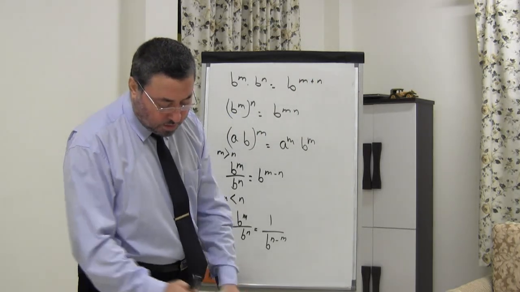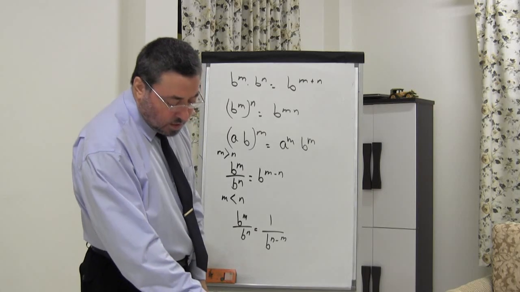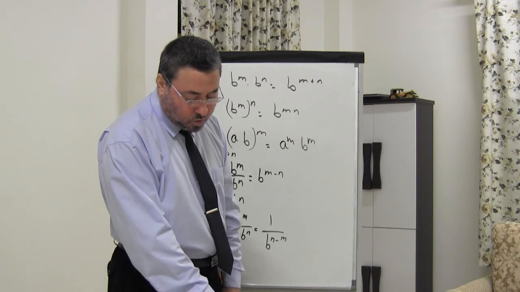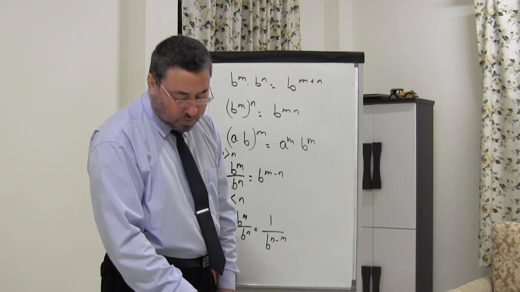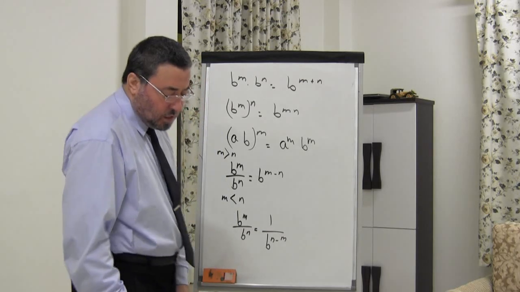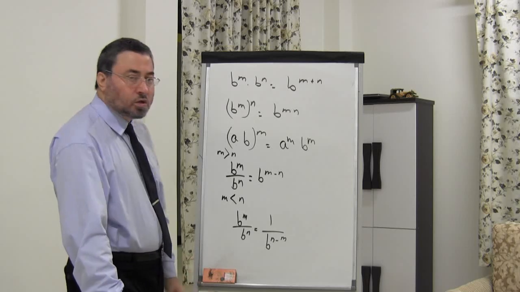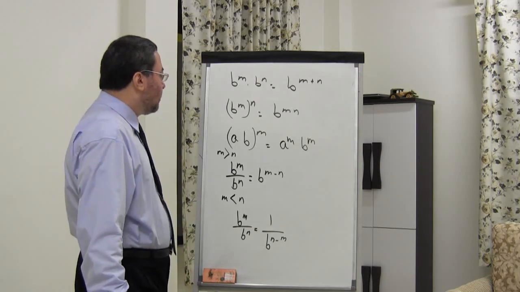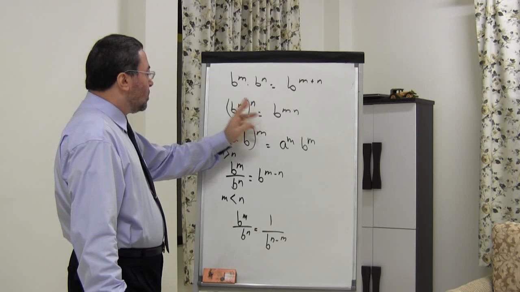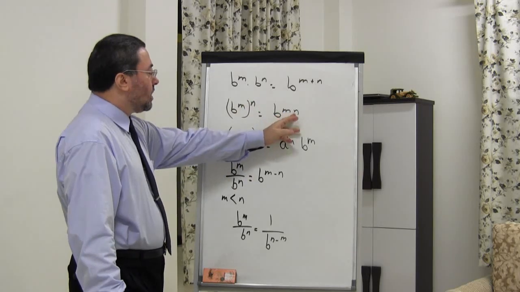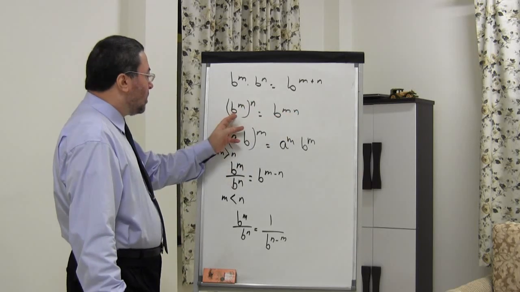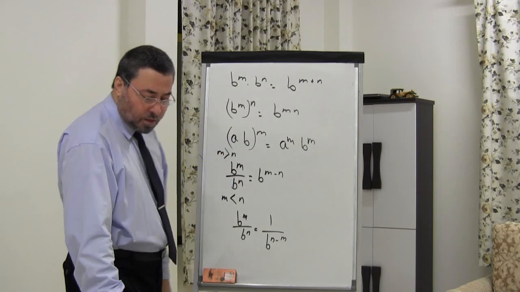On page 204, we have a second rule, power of a power, for all real numbers b and all positive integers m and n. So here we have again positive integers, cannot be fractions or negative numbers. A power raised to a power, then we multiply the powers, and we will have the same base.